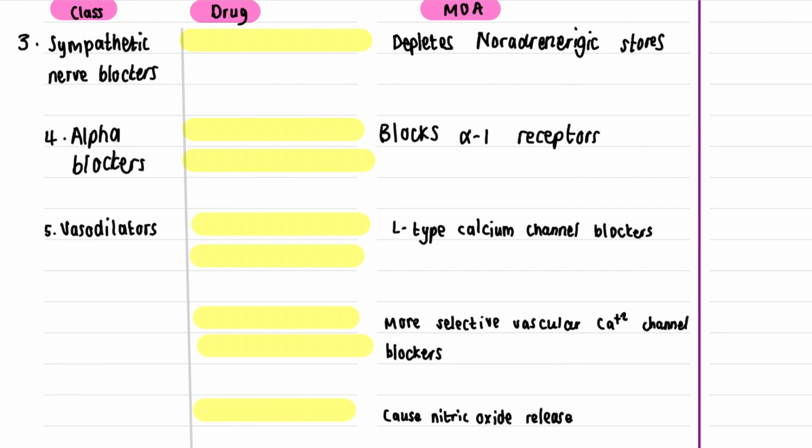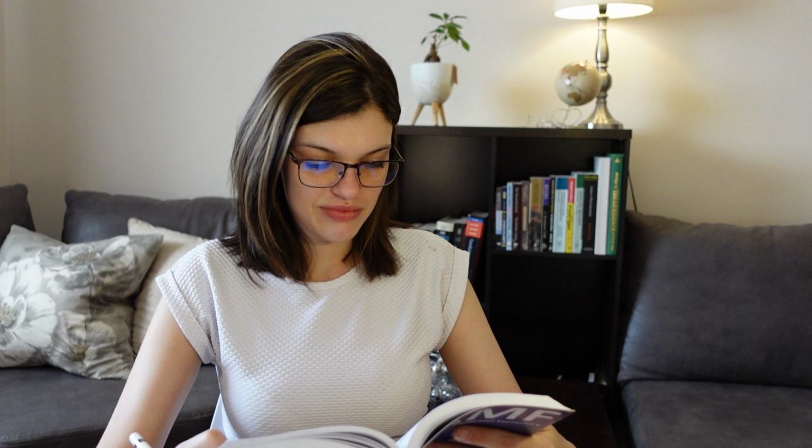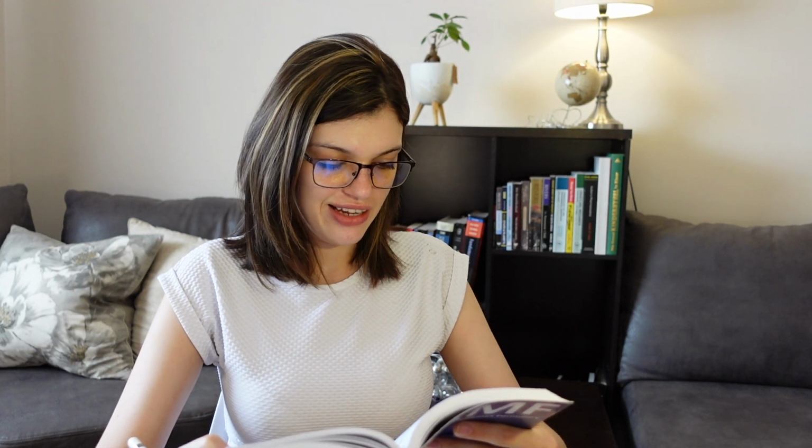Sympathetic nerve blockers deplete noradrenergic stores. A drug that's going to work in this way is reserpine. And I can't even think of a trade name for reserpine. Now let me quickly look it up. Okay, I found it, but it's basically just reserpine. I guess it's not used often, that's why there's not a lot of those on the market, especially in South Africa, because they have a lot of side effects.